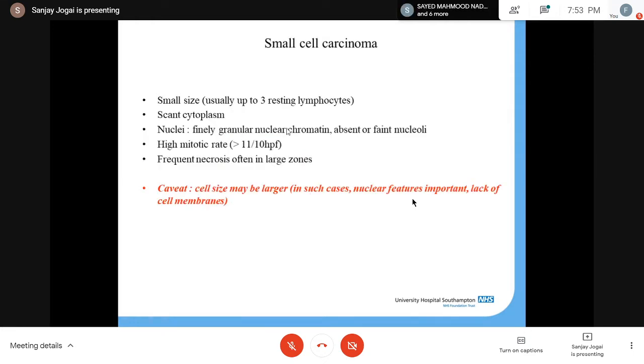Now, with small cell, the cell size is small, so typically it's said to be up to 3 resting lymphocytes. Cytoplasm is scant. Nuclei tend to be finely granular. You rarely see nucleoli in small cell. Mitotic count is very high. You see lots of necrosis, you see lots of apoptosis going on. A good feature to remember is, although it's called small cell, sometimes small cells can have large nuclei. But the important thing is you should not be seeing much cytoplasm or cell membranes.